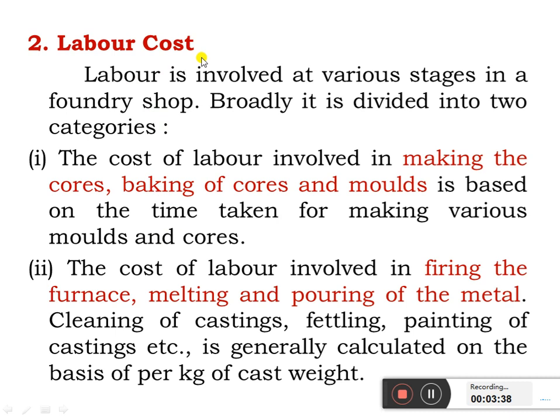The next one is labor cost. The labor cost involved in the various stages in the foundry shop. So the cost of labor involved in making the cores, baking of cores and molds. So preparation of core also comes under labor cost. And the cost of labor involved in firing the furnace, melting and pouring the metal, and cleaning of casting, fettling, painting of casting etc. is generally calculated on the basis of per kg of cast weight.